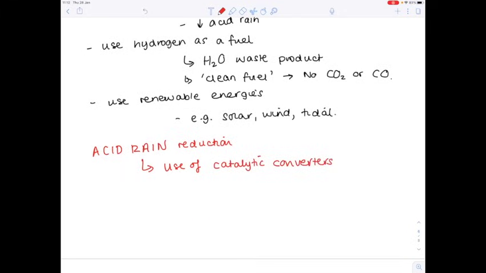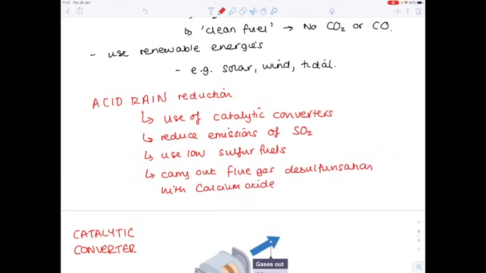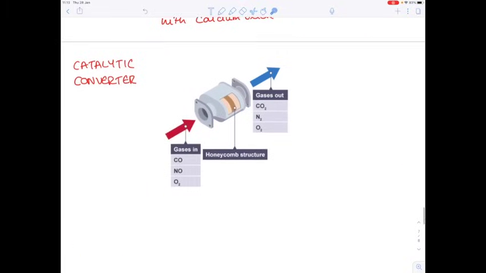We're going to reduce our emissions of sulfur dioxide, use low sulfur fuels, and then we're going to carry out flue gas desulfurization with calcium oxide. So flue gas is just waste gases that come from combusting any fuels. So we're saying that we're going to remove the sulfur, so desulfurization of those waste gases, and the substance we're going to use for that is calcium oxide.